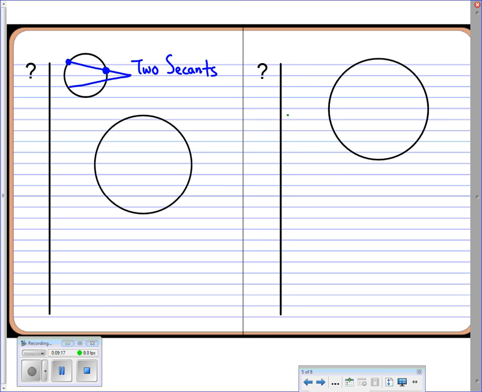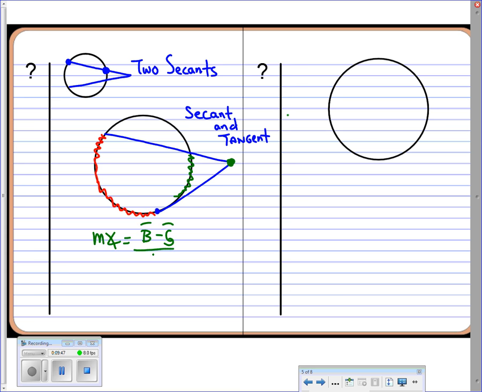Now what I'm going to do is draw you a different kind of problem, okay? This one's going to be a secant and a tangent. So what you need to be able to do is see in your mind that there's still 2 arcs that are formed when this happens. But the vertex is still outside, so nothing's changed with the relationship. This problem is still the measure of the angle equals the big arc minus the small arc divided by 2. Okay? Let's look at an example.